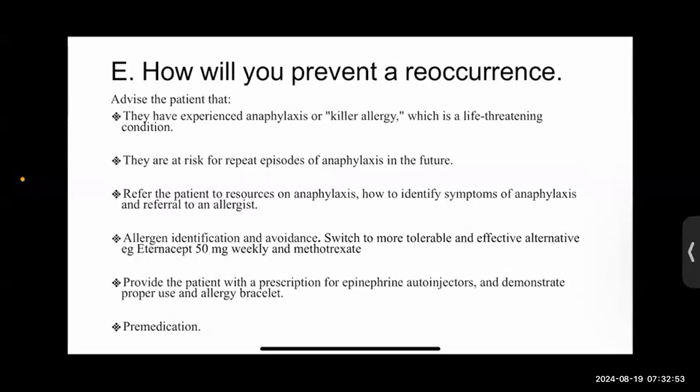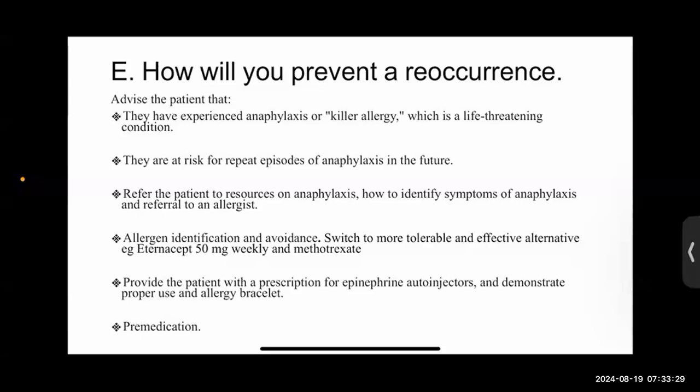How will you prevent a recurrence? When the patient has recovered from this condition, I want to explain to the patient what he had, that he had anaphylaxis and it is a very life-threatening condition. I want to tell him that because he has had this anaphylaxis to the medication rituximab, he is also at risk of having other anaphylactic reactions to some other medications or drugs. So also I'll refer him to materials that he can read to know about the symptoms of anaphylaxis and also refer him to an allergist.